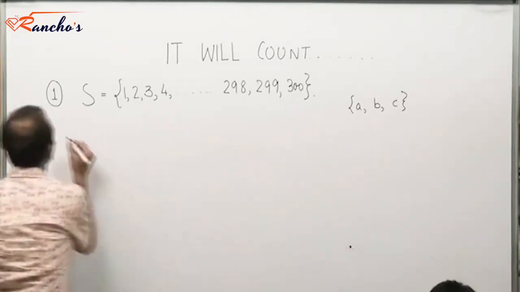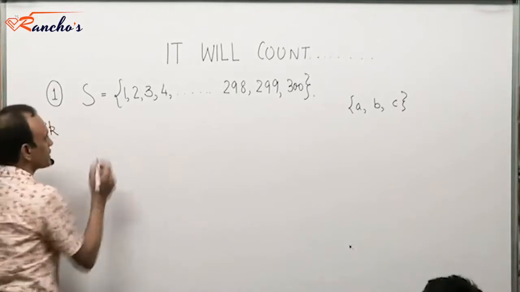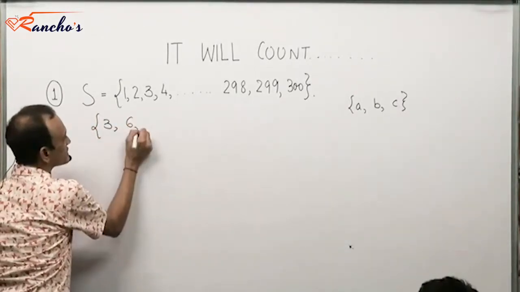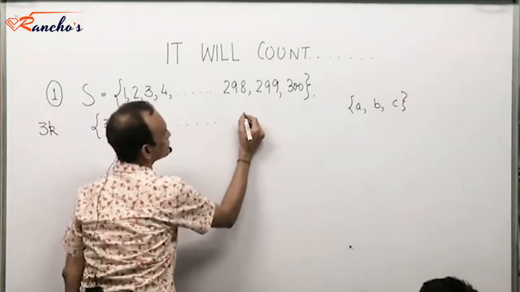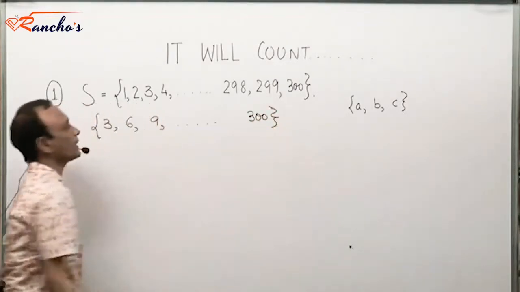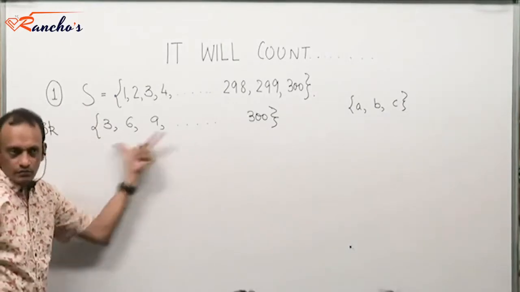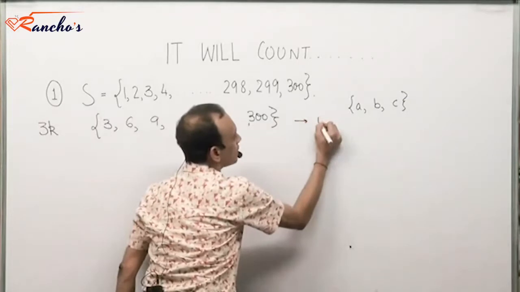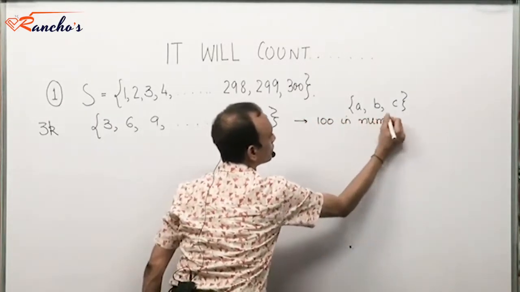That means numbers of the type 3k, multiples of 3. What are these? 3, 6, 9, up to 300, right? Multiples of 3: 3, 6, 9, 300. How many are these? These are 100 in number, right?